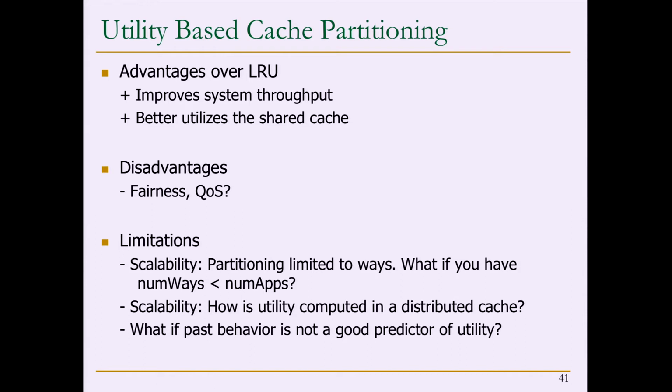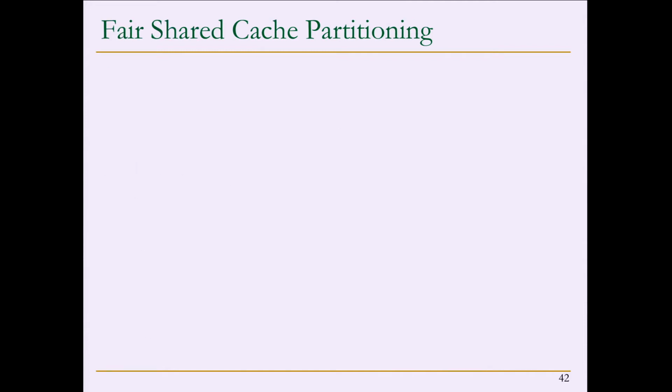There's always this question also, but that's usually the problem with any of the mechanisms that we've discussed in the past also, right? We're usually relying on the past behavior as being a good predictor for future utility, right? But if this is not the case, then this won't work clearly. Well, let's look at some other ideas in this direction. Any questions on utility-based cache partitioning? Okay. I'll cover this idea, and then we'll take a break.